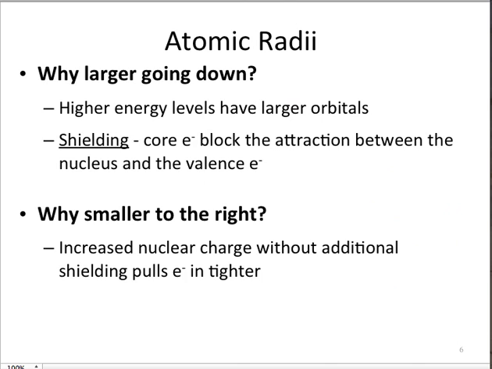So to wrap that up, why are they larger going down? Higher energy levels have larger orbitals, and the shielding is not quite as important. So we want to focus on the keyword here, energy levels, for this guy. And then why do we get smaller to the right? We're looking at shielding there as being the most important. So atomic radius, we're looking at those features.